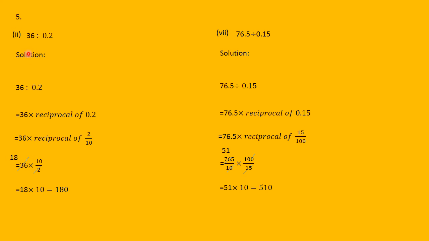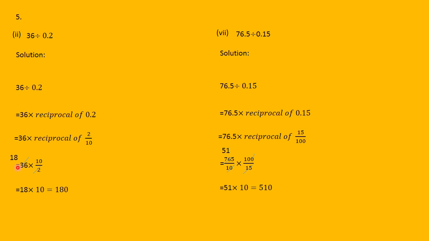Now let us see the fifth question. 36 divided by 0.2. Normal method: 36 into the reciprocal of 0.2, since divided by is changed into multiplication by the reciprocal. 0.2 means 2 by 10, one decimal place. So 36 into the reciprocal of 2 upon 10. What is the reciprocal of 2 upon 10? 10 upon 2, reversing 10 and 2. Okay. So 36 into 10 upon 2.